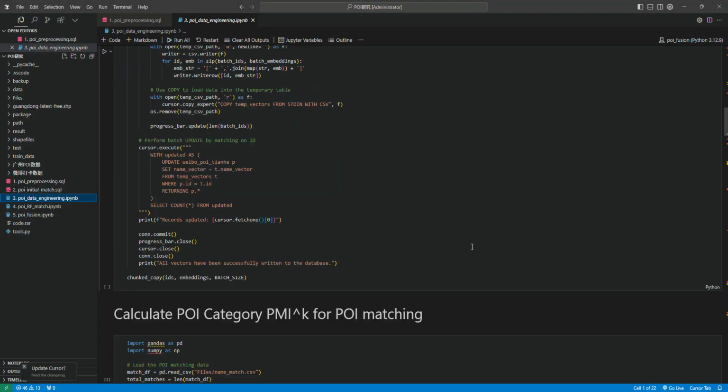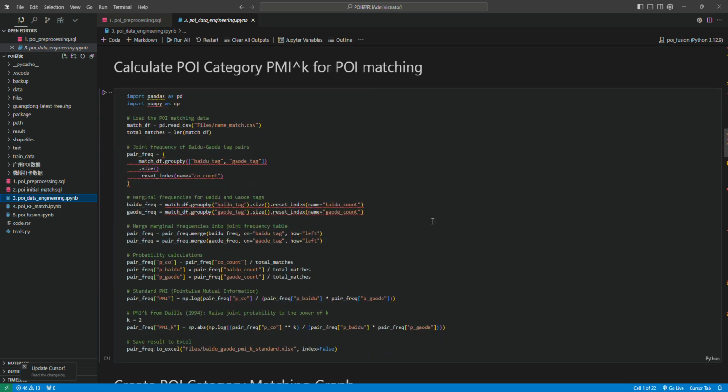And next, we built the category distance feature. First, we map the connections between two different classification systems, and we use PMI values to represent how strong those connections are. The calculation itself isn't too complicated. So let's take a look at the results to get a better intuitive understanding.